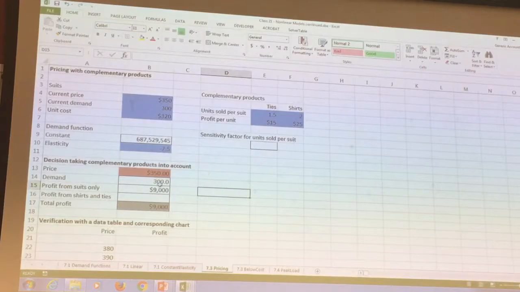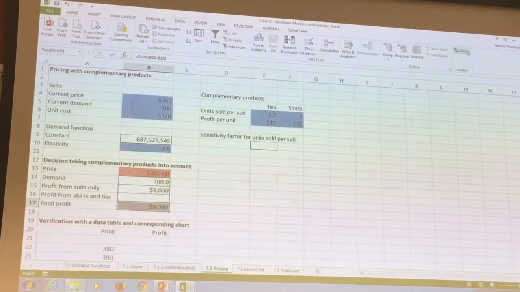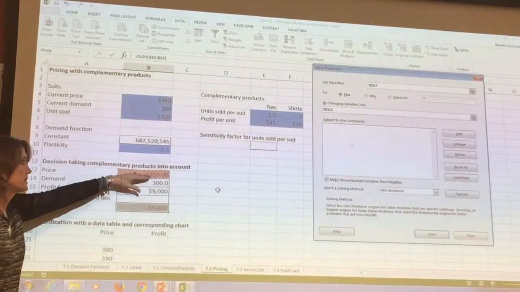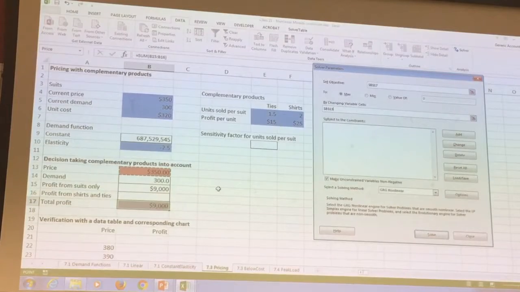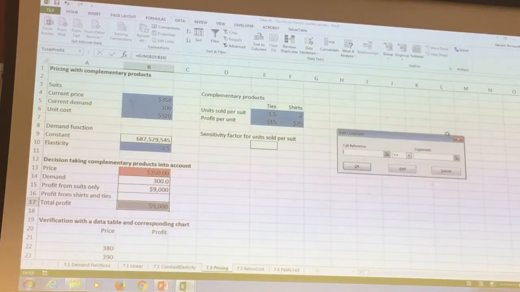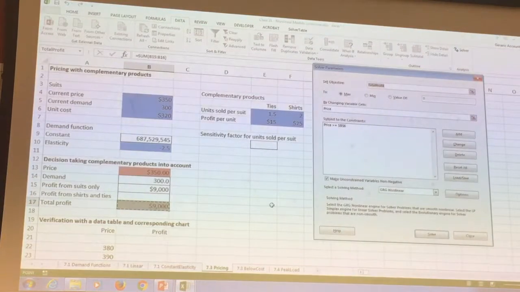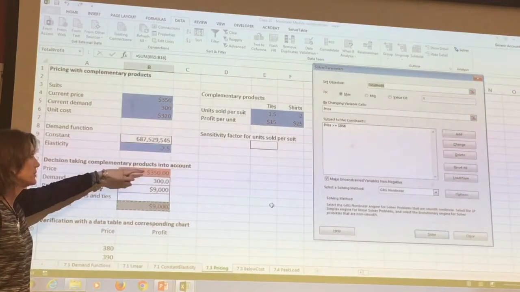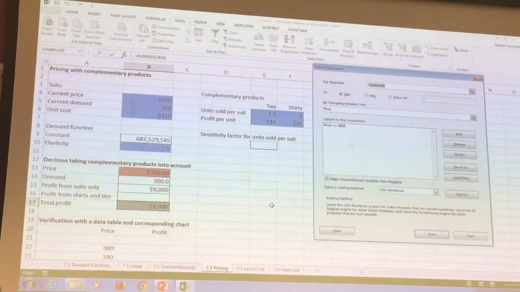I do just what I did at the end of the last time. I go into Solver, and I maximize profit by changing price. Nothing new here, maximize this profit by changing this price. And I will add a constraint that says that the selling price has to be greater than or equal to the cost to us. Totally the same as what we did before. Maximize profit by changing price, subject to the price having to be greater than the cost.